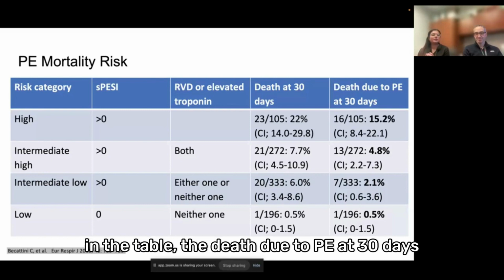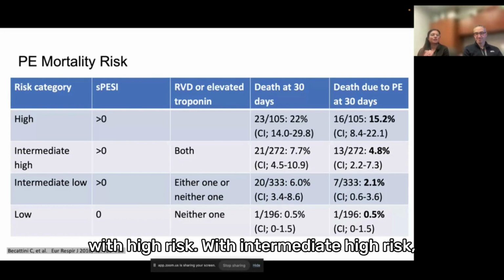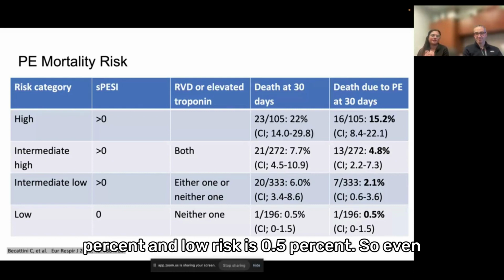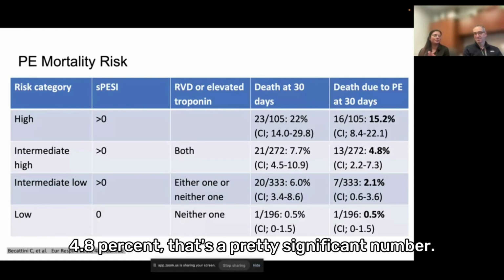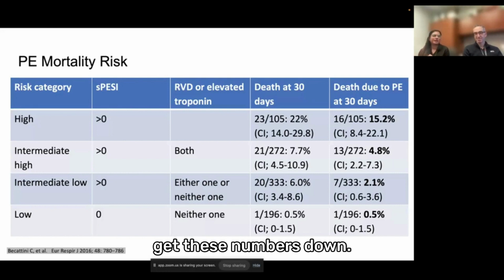As you can see in the table, the death due to PE at 30 days is 15.2% with high risk. With intermediate high risk it is 4.8%, intermediate low risk is 2.1%, and low risk is 0.5%. So even though it looks like it's 2.1% and 4.8%, that's a pretty significant number. And as a community, we've been striving to get these numbers down.